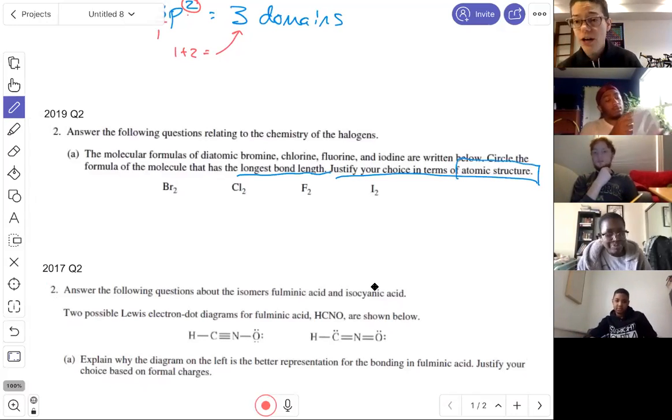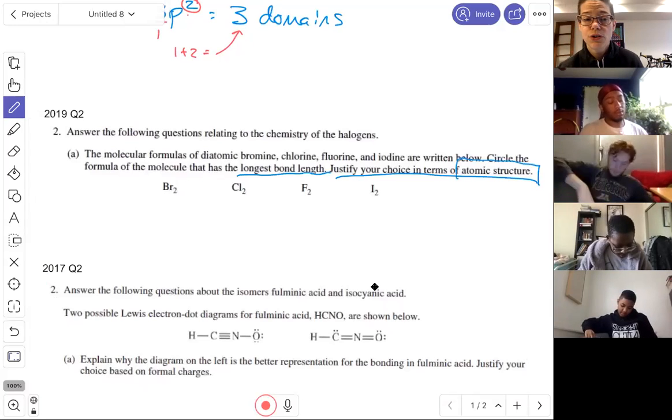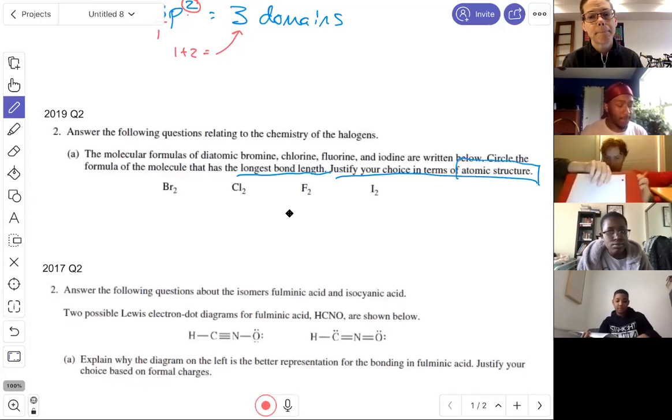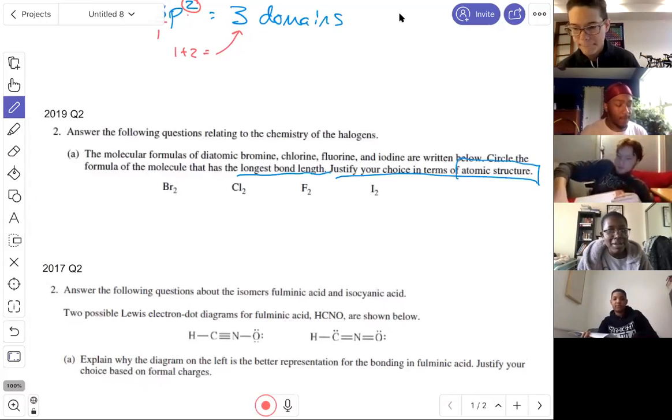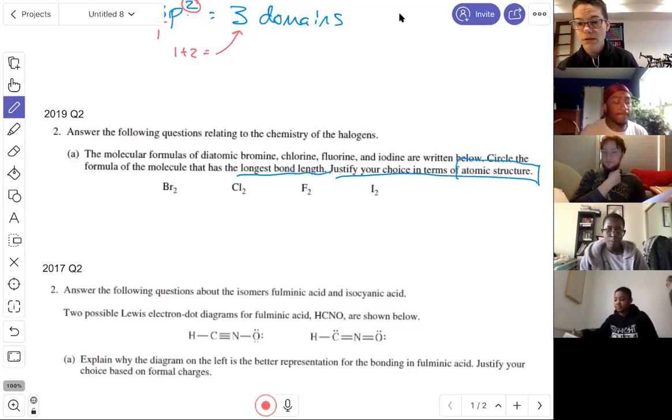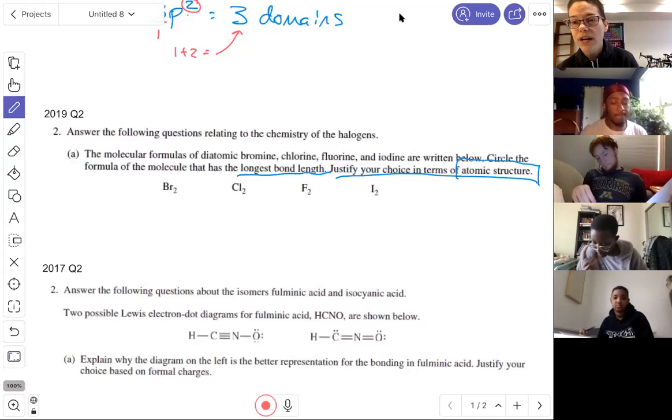So first off, do all of these have single, double, or triple bonds, or is it a mix? It's a mix. I think Cl might have a double bond. All single. They're all single. These are all halogens. So they all make single bonds, so that's not the difference. So figure out what is the difference and what would give you the longest bond length and how would you justify that?